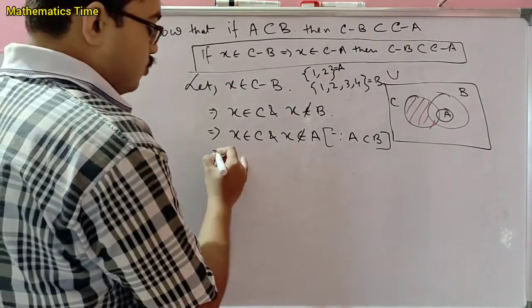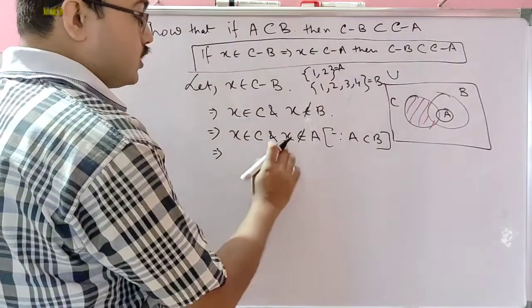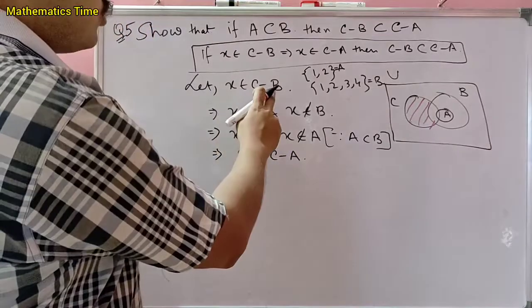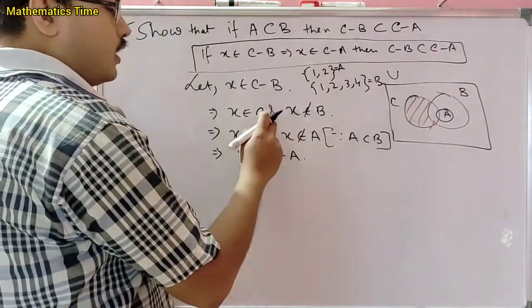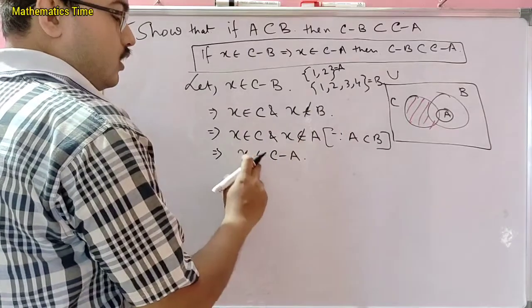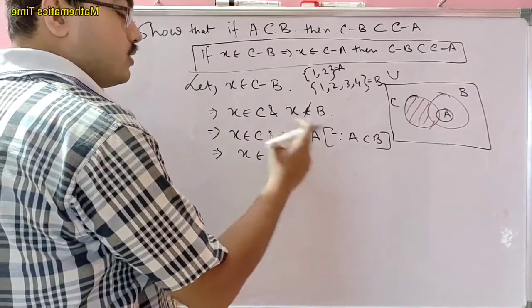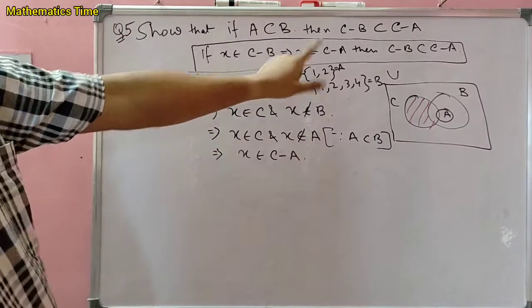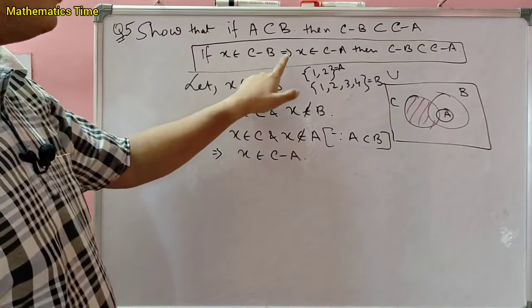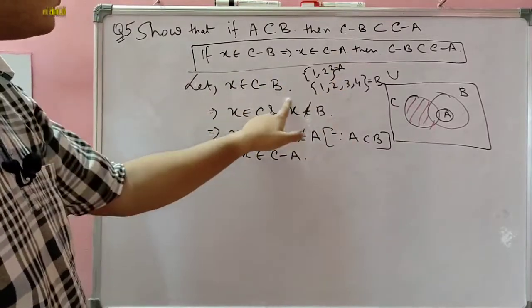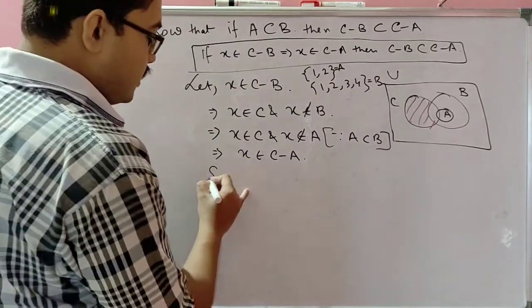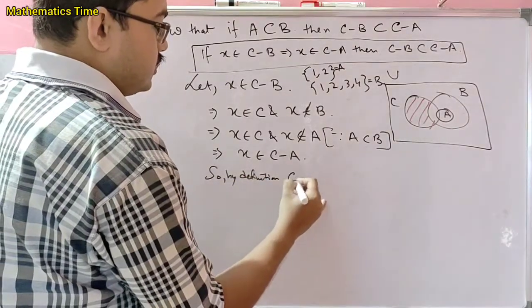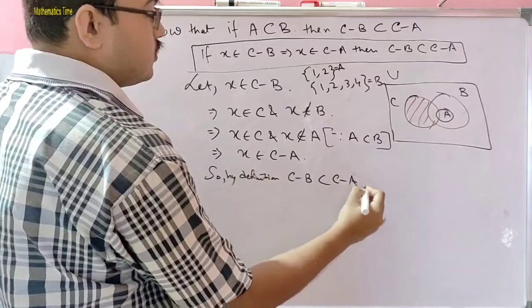So what does that statement mean? x belongs to C, x does not belong to A. It means x belongs to C minus A. x belongs to C minus B means x belongs to C and x does not belong to B, and x belongs to C, x does not belong to A means x belongs to C minus A. So we achieved our statement that x belongs to C minus B implies x belongs to C minus A. We started from this, we ended here. So by definition, C minus B is subset of C minus A.